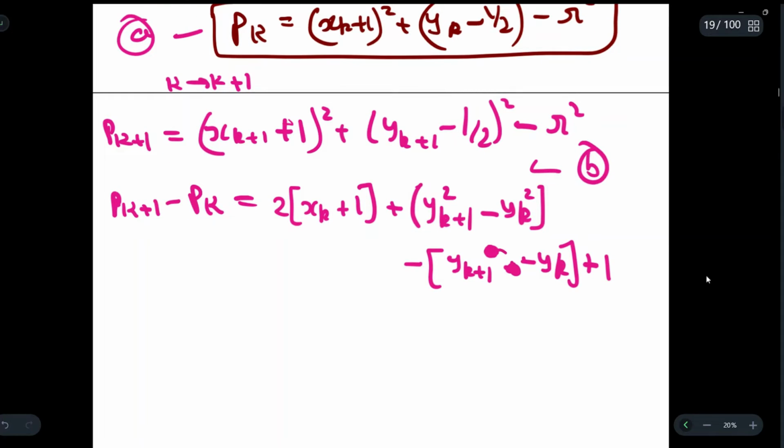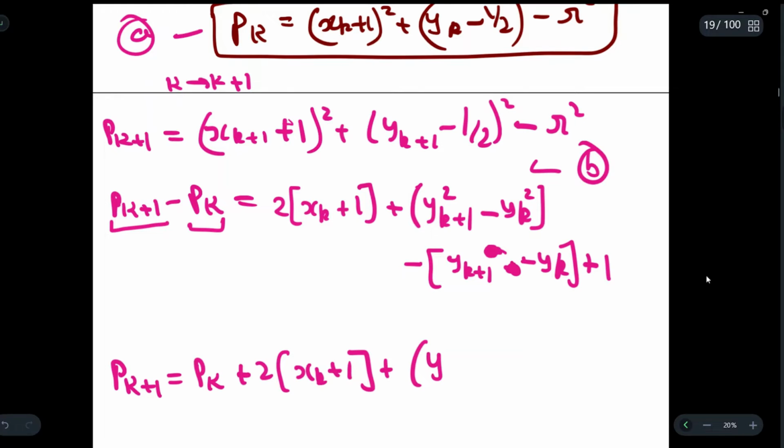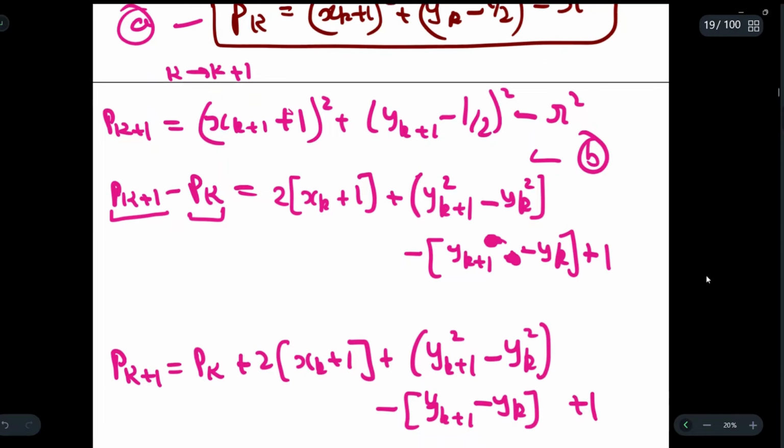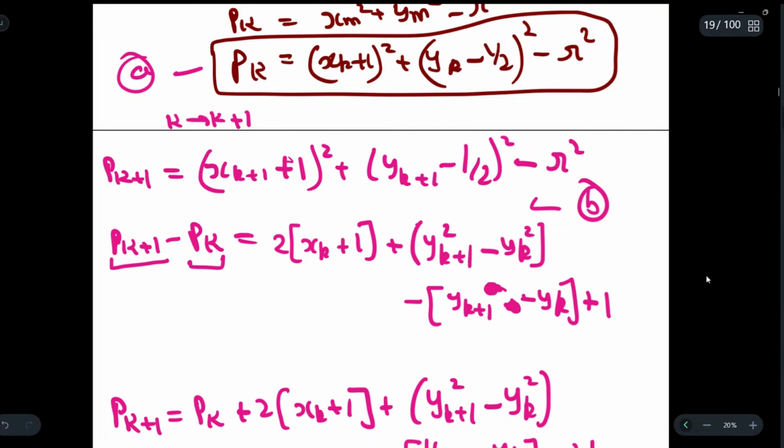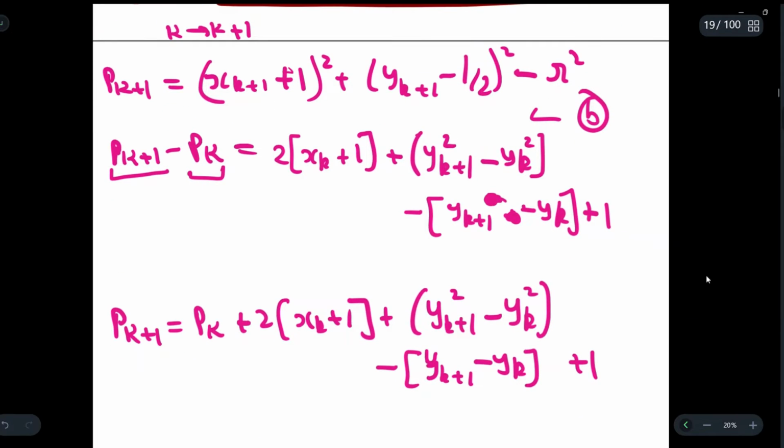So now these are the values that we will have when we subtract pk plus 1 minus pk. Now we will take pk on the RHS and we can find pk plus 1 as pk plus 2 into (xk plus 1 plus yk plus 1) whole square minus yk, minus of (yk plus 1 minus yk), and plus 1 over here. Now I'm solving each and every step in order for you to understand it easily. That is why I'm writing it again, that we have simply taken pk on the RHS, and on doing so you will get this formula.